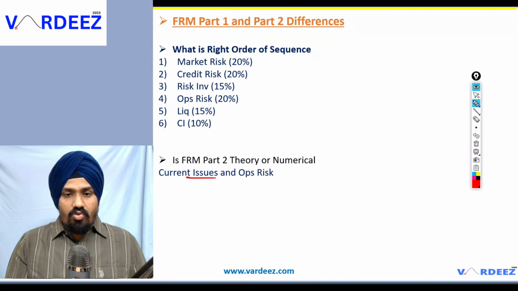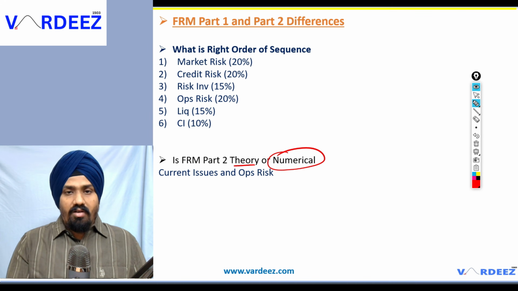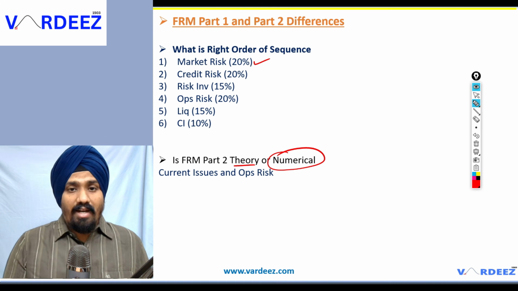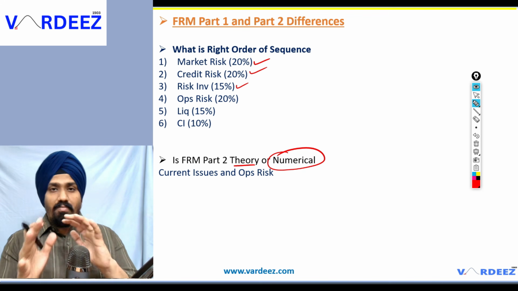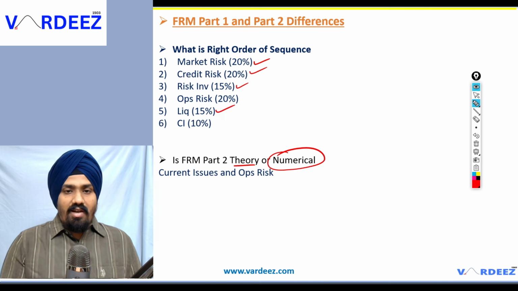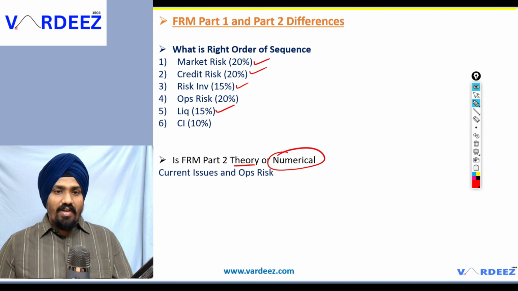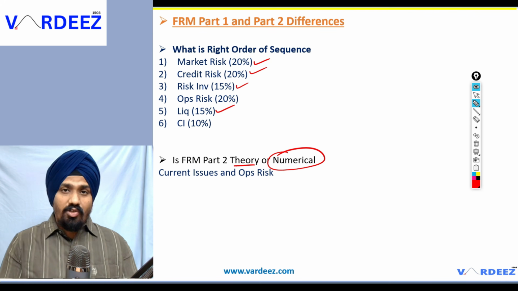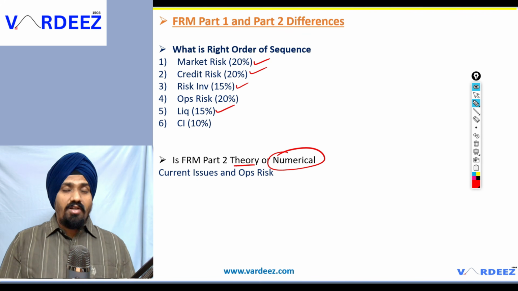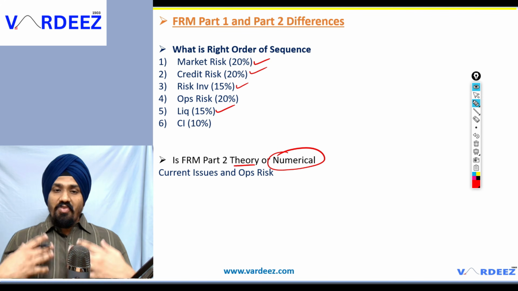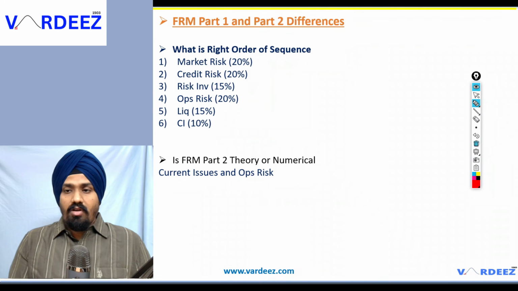So current issues and operational risk are mostly theory. If I talk about numerical, market risk has a lot of calculations, a lot of models that you will see. Same goes for credit risk. Risk investment has a mix of both, right? And then again, liquidity risk is also a mix of everything. You will see a lot of calculation questions, but at the same time, it's going to have the theory about liquidity and treasury. So a very interesting book, which is the liquidity risk.